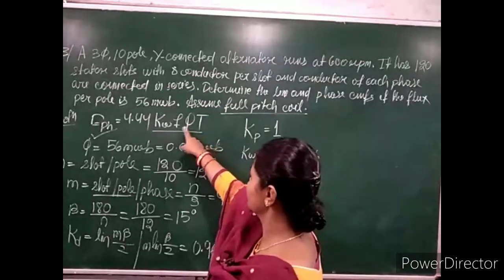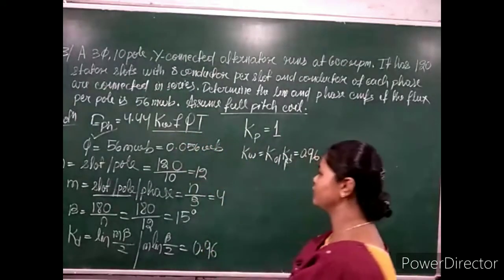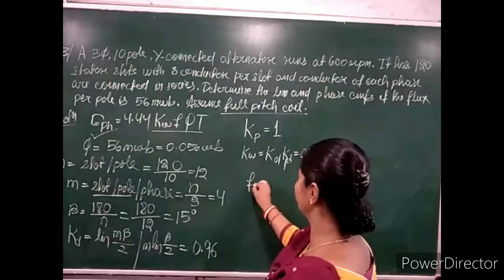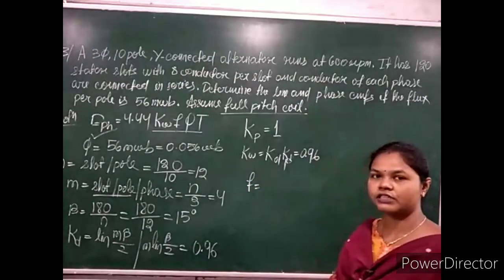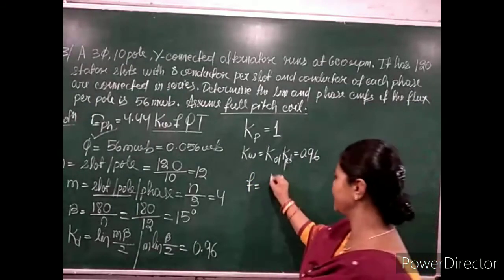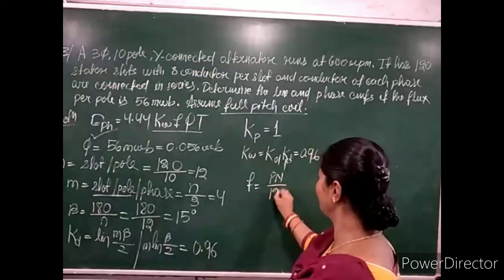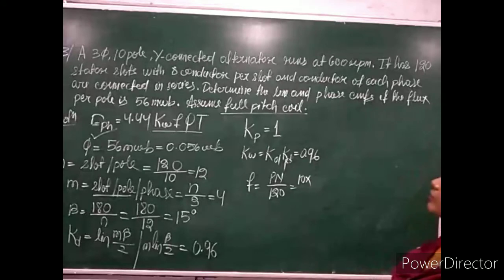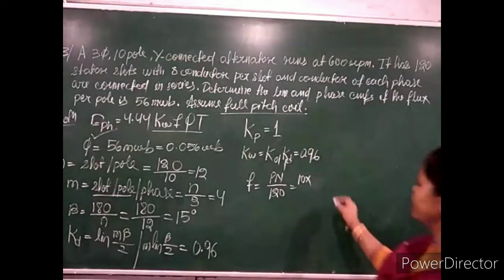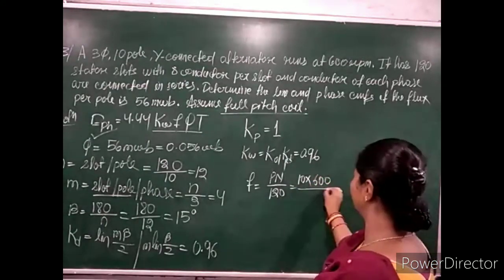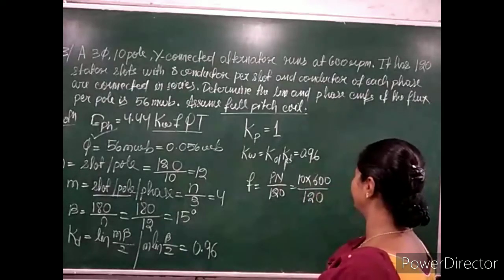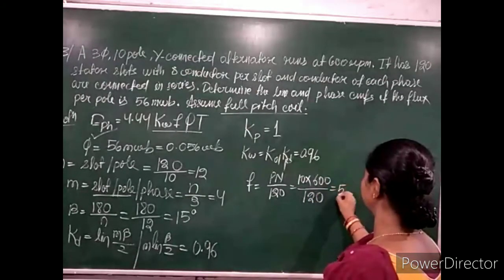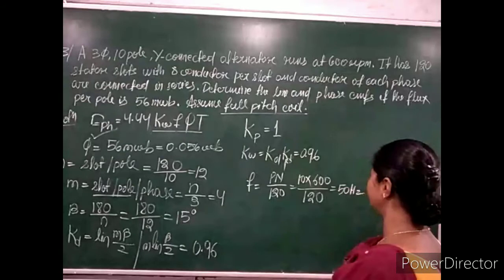Flux is given. Frequency, you find frequency by using the formula of synchronous speed, that is Pn by 120. Number of poles is here 10 and speed of the alternator is given as 600, so 10 into 600 by 120, which gives 50 Hz.